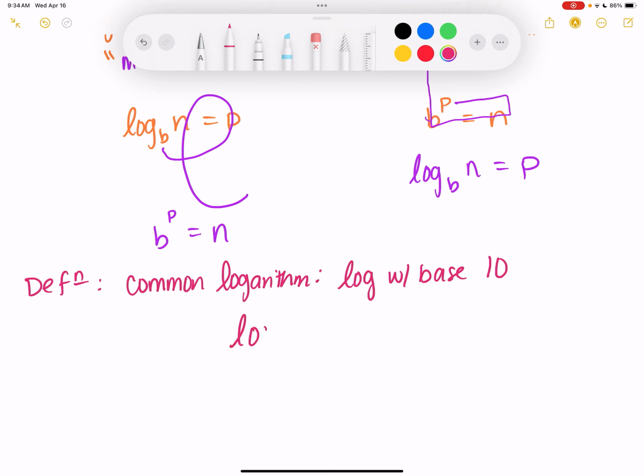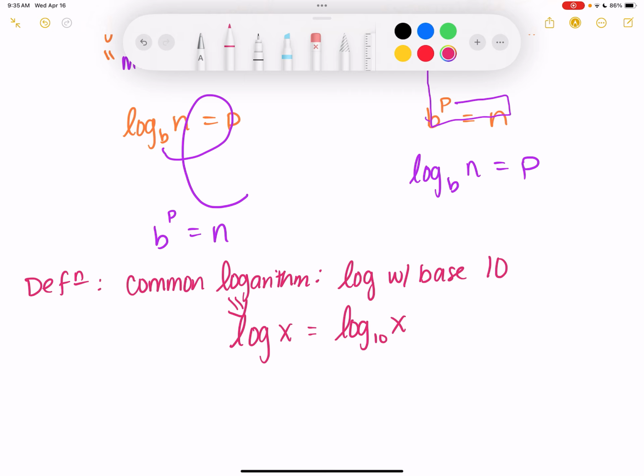So log of x is equal to log base 10 of x. So this is the way we would write a common log. We would not write base 10. It would just be log of x.